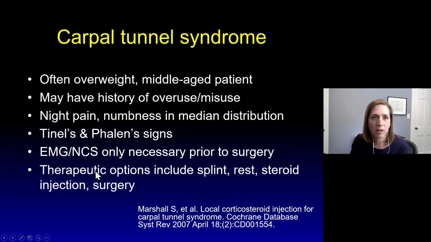So carpal tunnel syndrome is often seen in middle-aged patients. They can be overweight. They may have comorbidities such as diabetes, thyroid disease, and there may be a history of overuse or misuse of the wrists. Often there is nocturnal pain and numbness in a median distribution, which involves the thumb, index, third finger, and sometimes the fourth finger. On physical exam, you would have a positive Tinel sign, tapping on the wrist, and Phelan sign.